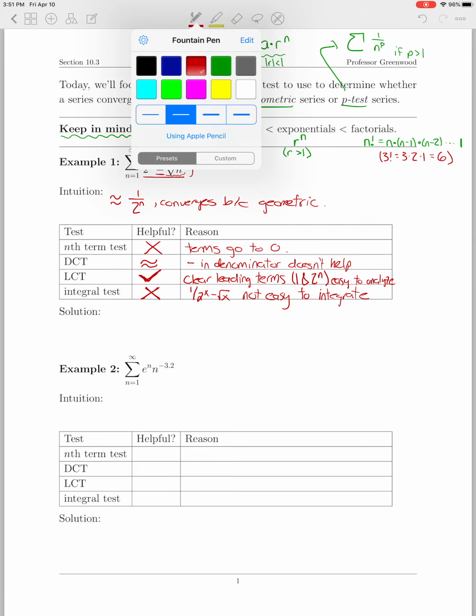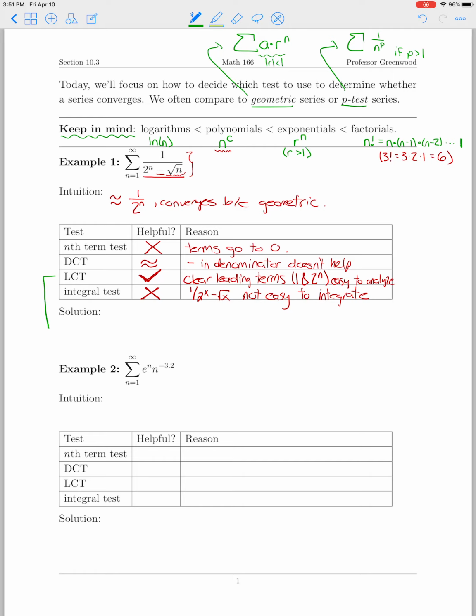Okay, so at this point we've concluded that the limit comparison test is probably the best option for this series. That means that we're going to want to let b sub n be the corresponding sequence that's just the leading terms of my original sequence. In this case, that again is 1 over 2 to the n. Then we'll take the limit of the ratio, so the limit as n goes to infinity of the original thing, 1 over 2 to the n minus root n, times the reciprocal of b sub n, which is really the same as dividing by b sub n. In this case, that'll just be the same as multiplying by 2 to the n.